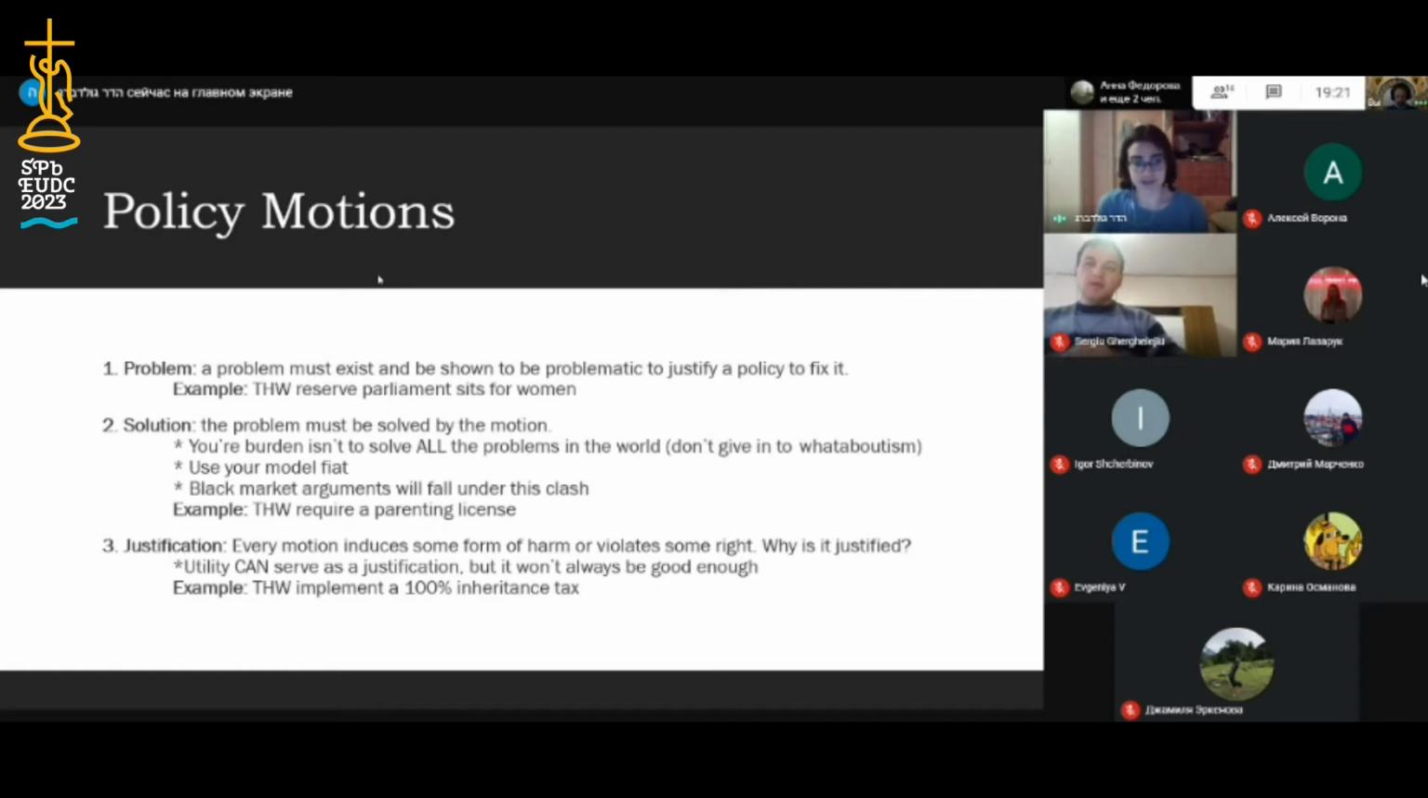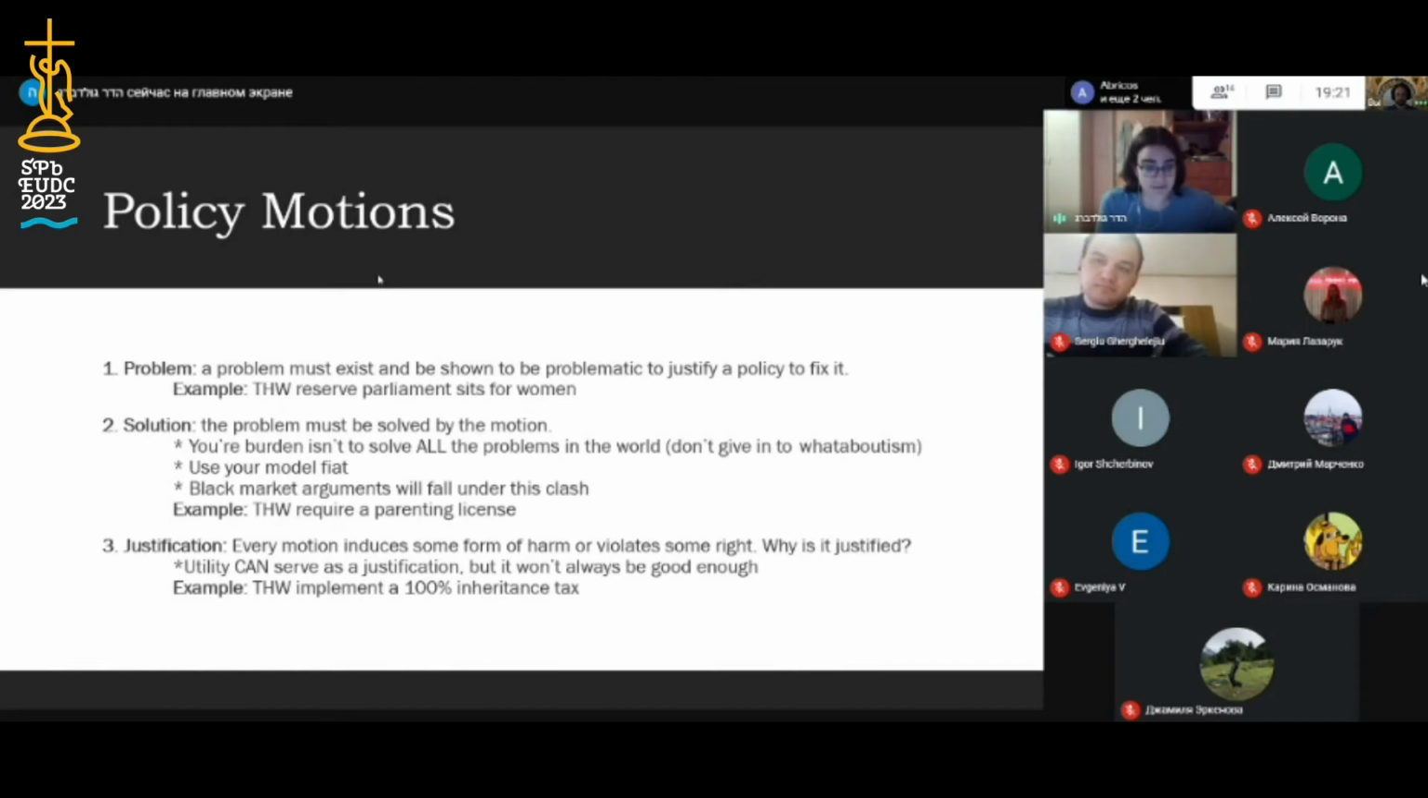Third burden of policy motions: justification. Any motion induces some form of harm or violates some right. How do I know this? Because motions are supposed to be balanced. That means that CAs set the motion thinking that it's not just obviously good, but probably there is an argument to be said on opposition. Given this being the case, we also need to prove why the motion is justified. It's not enough for it to solve a problem if we create a harm that the problem does not justify.